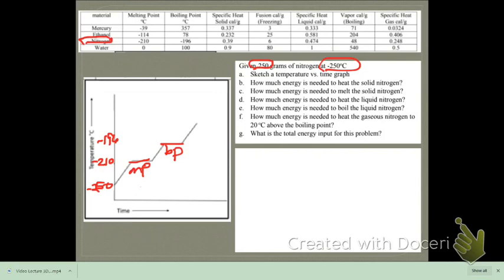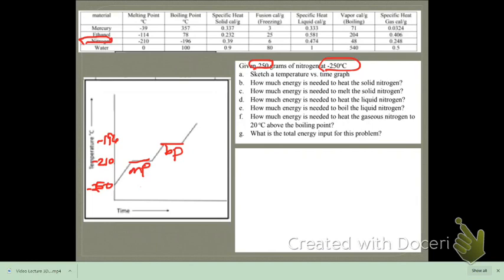So it says how much energy is needed to heat the solid. So I know I'm going to need to heat the solid. I need to melt the solid. I need to heat the liquid. I need to boil the liquid. And I need to heat the gaseous nitrogen to 20 degrees above the boiling point.